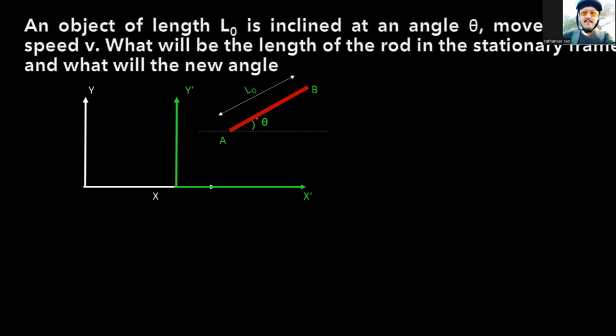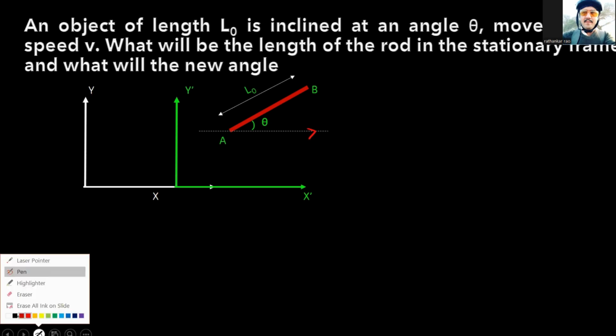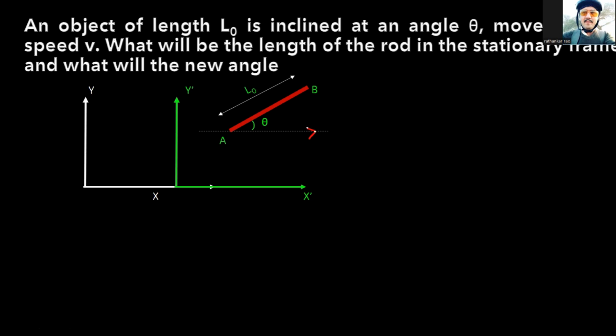So what I will do is I will split this length L naught into two parts. Along this direction, let me change my pen, but it's visible to everyone. So this is your L0 cos theta. I have taken the component of L0 along the x-axis, and along this direction, it should be L0 sin theta. But you are watching the length of this pen from an observer in a stationary frame.